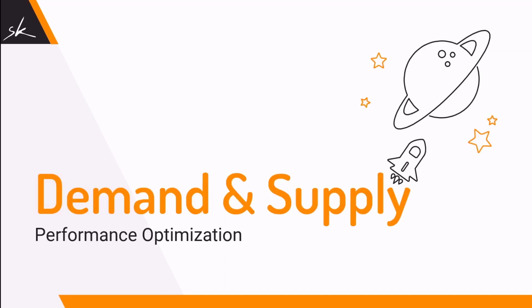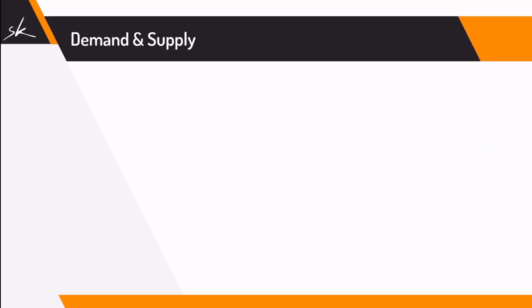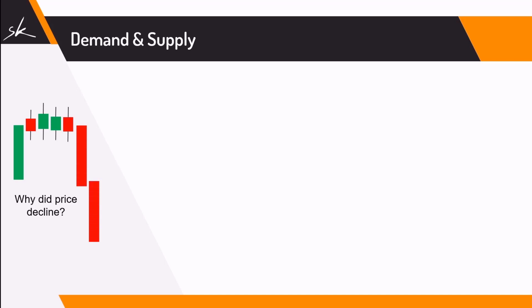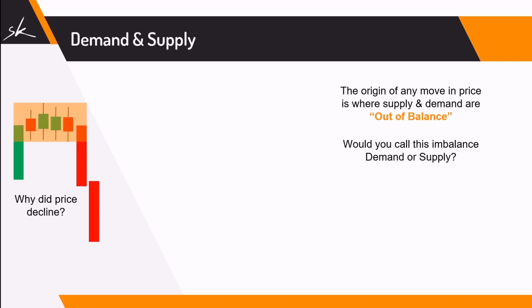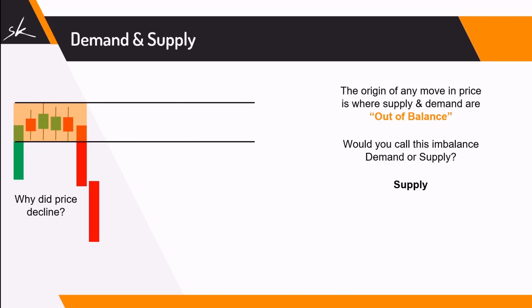Let's try to understand how these levels of demand and supply will look on the charts. Let's assume that on a price chart, prices were moving up and then started trading in a range, after which we had a strong drop. Why did the price decline? We just understood that the origin of any move in price is where supply and demand are out of balance. Would you call this imbalance demand or supply? Since the prices move down, it has to be supply. We draw two horizontal lines engulfing the range from where price started moving down and call this a supply zone.